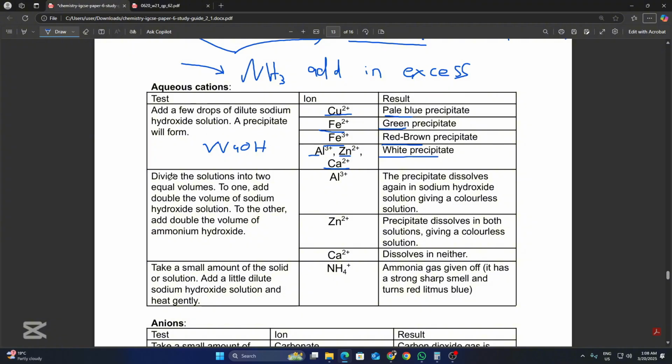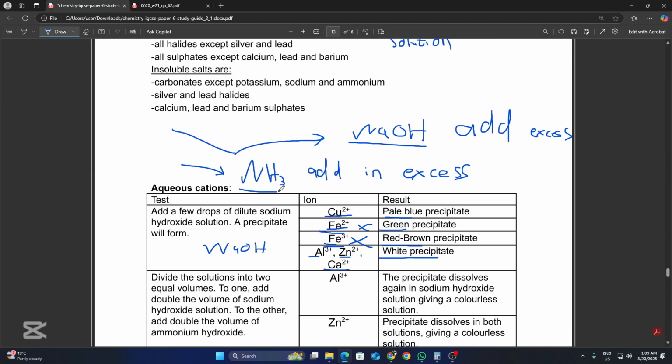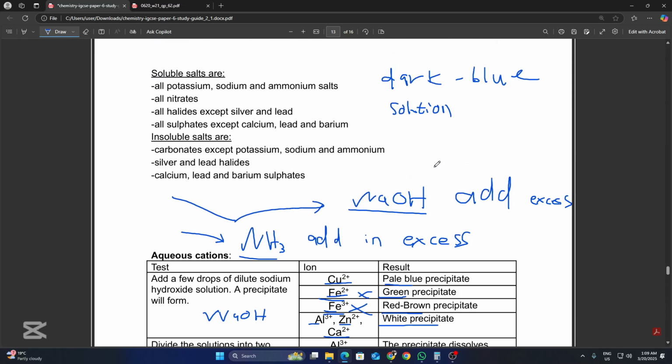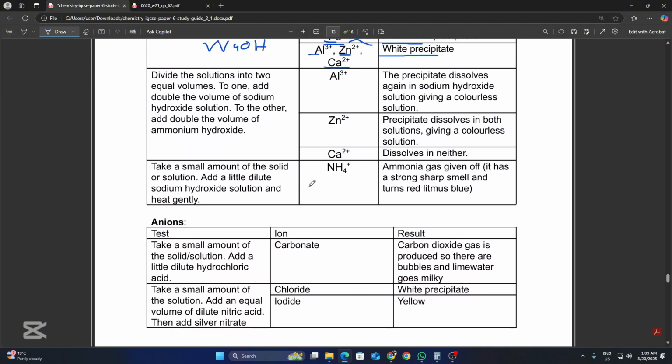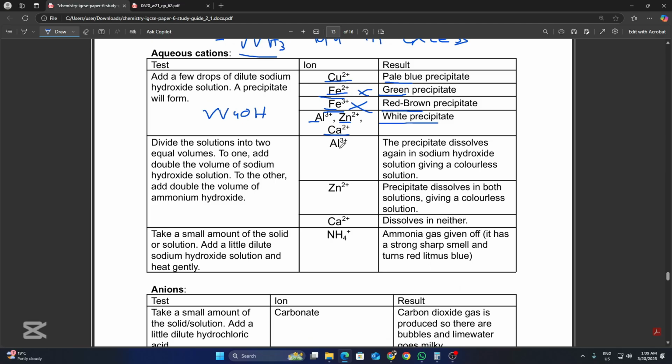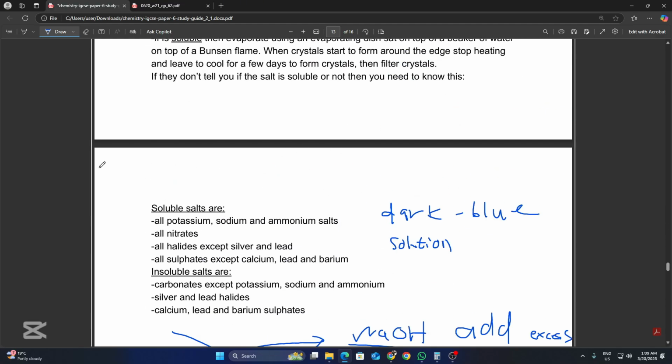Adding sodium hydroxide in excess, copper does not dissolve, but copper dissolves in excess ammonia to form a dark blue solution. Iron 2+ and iron 3+ do not dissolve in excess of anything. They dissolve only when not in excess, so if we add a little sodium hydroxide or ammonia they will dissolve. However, if we add extra amounts of ammonia or sodium hydroxide, they will not dissolve.